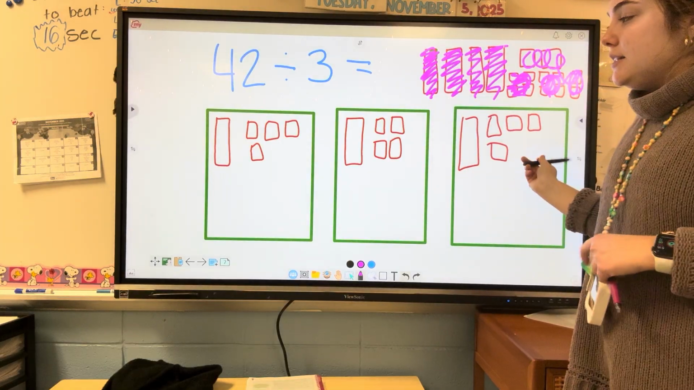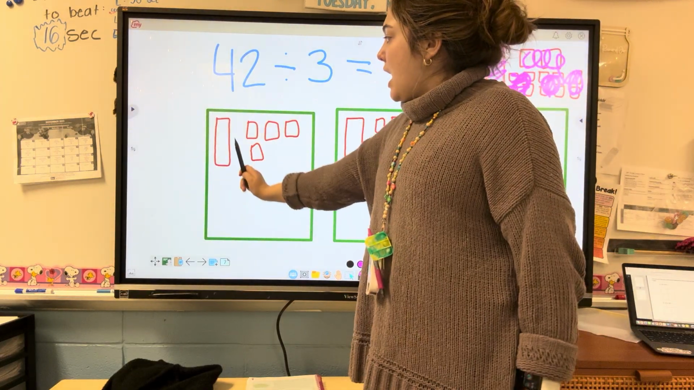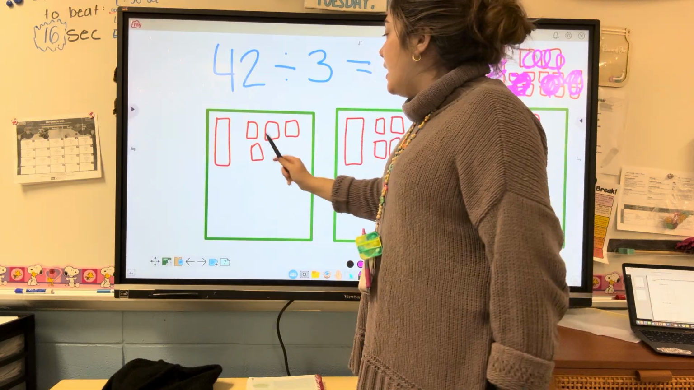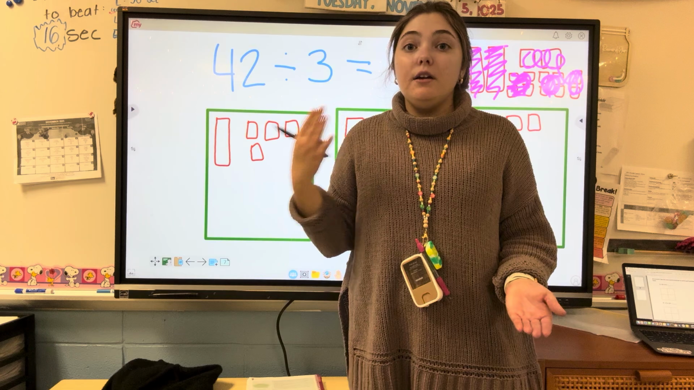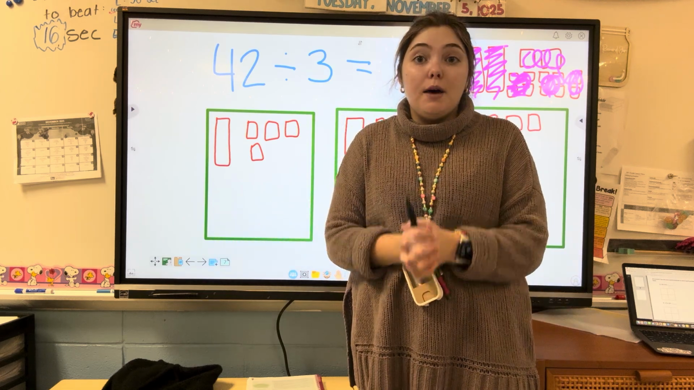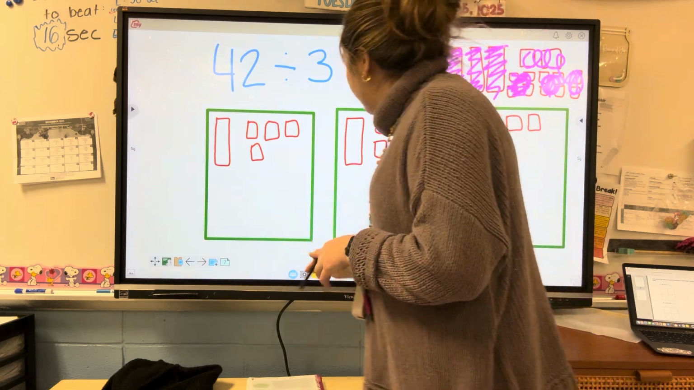In my group, I asked them, how much is in this group? I have 1 rod, which is 10. Now I'm going to count my 1s. 1, 2, 3, 4. I have 1 10, 4 1s. Put it together. How much do I have? They're going to tell me 14.